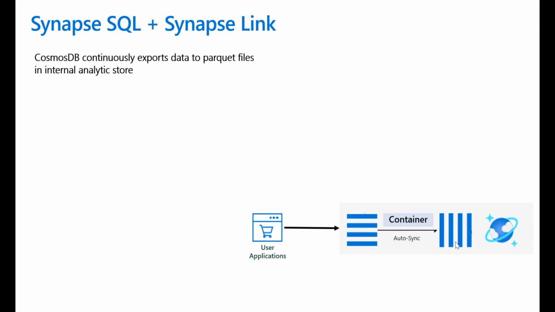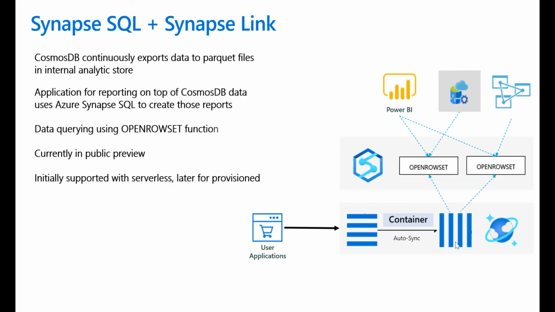Synapse Link is a component in Azure Synapse Analytics that enables Synapse Analytics to directly access the analytical store in Cosmos DB. If you have user applications that are writing data in Cosmos DB containers, Cosmos DB will automatically synchronize this data and put it in the analytical store. All data will be exported as Parquet files that are optimized for analytics.